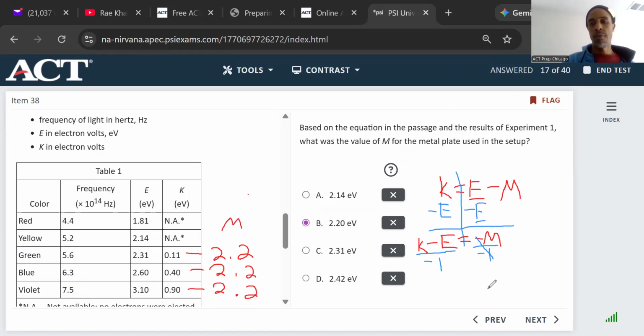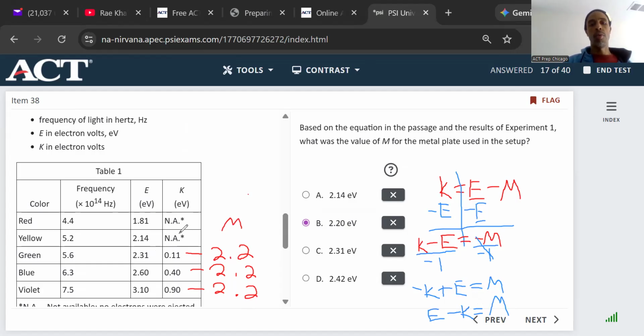So now we got M by itself equals negative K plus E, which is actually, if we switch this around, E minus K, because the K is negative. So if we put the E first, then we get E minus K. So E minus K is equal to M based on the equation. So every time we subtract, that's what I did. E minus K, 2.2. E minus K, 2.2. E minus K, 2.2. K is not applicable there.